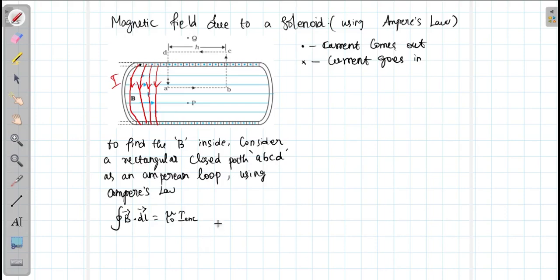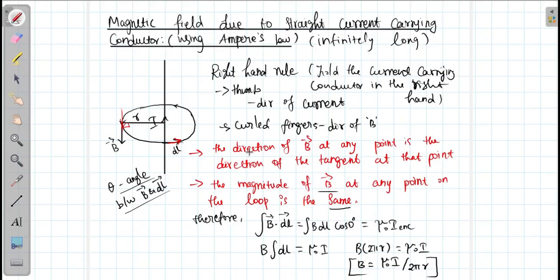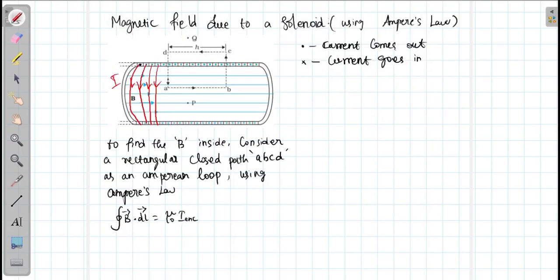In this case, we have four different segments: AB, BC, CD, and DA. They are not identical, and the magnetic field along each is different. In the previous case, the straight current carrying conductor, we mentioned that the magnetic field at every point is the same. But in this particular case, it is not the same everywhere. Along AB it is one particular value, and BC, CD, and DA are all different.